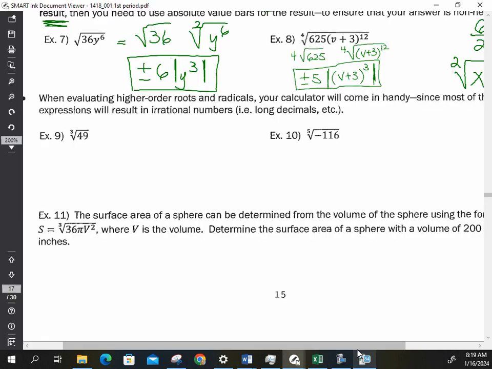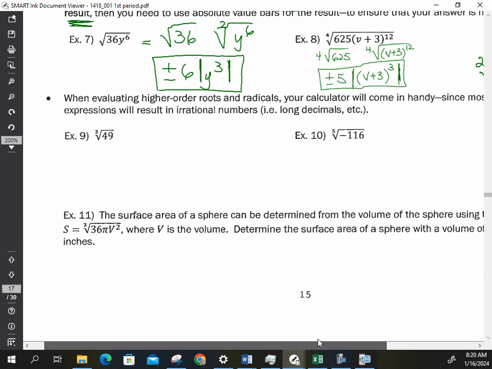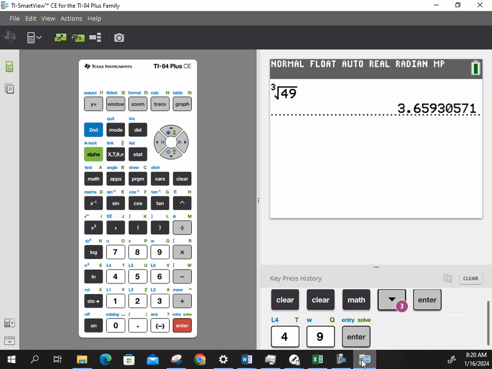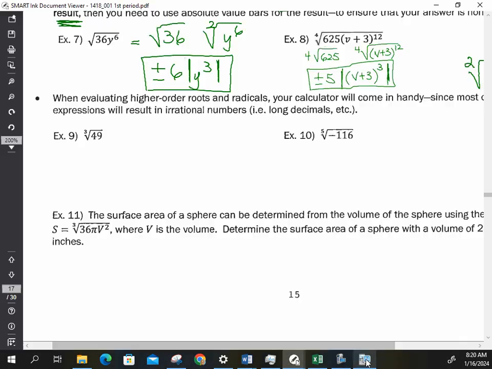3.65930571. So we weren't given any guidance as to where to round. In this particular case, let's go ahead and take this to 3 decimals. So we're at 3.659. Most of the time, they'll give you some guidance as to where to round. If they don't, use 3 decimal places.